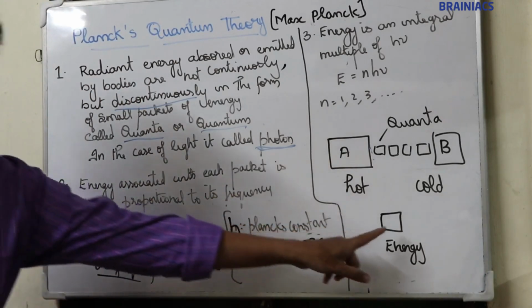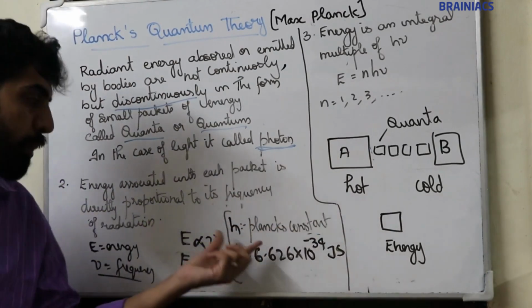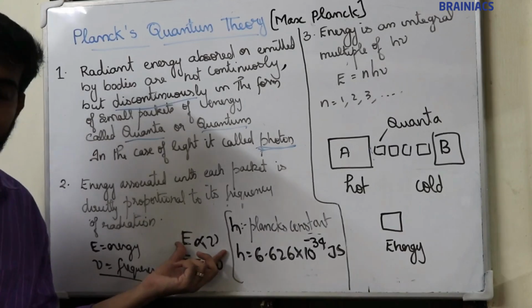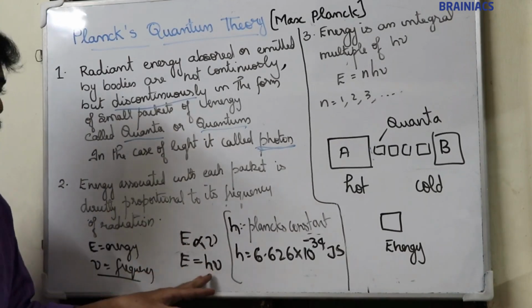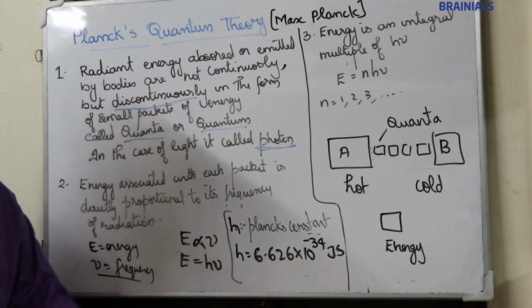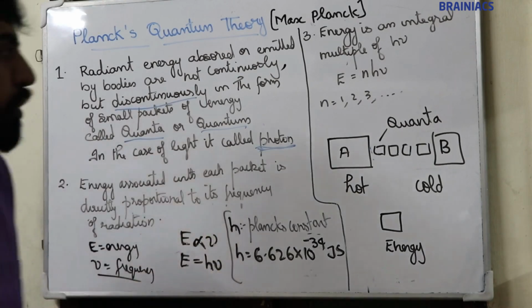So energy associated with each packet is directly proportional to frequency. E is directly proportional to nu, E is equal to h nu. h is known as Planck's constant. Its value is 6.626 into 10 raised to minus 34 joule second.